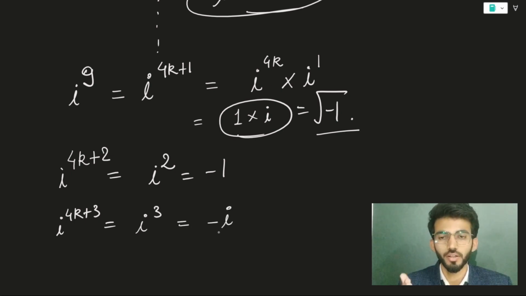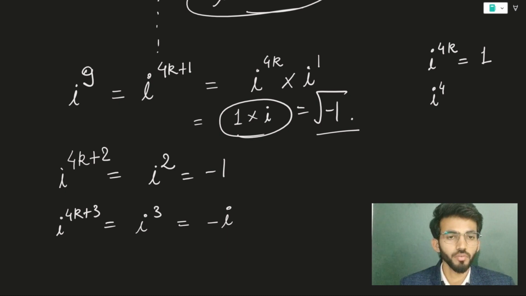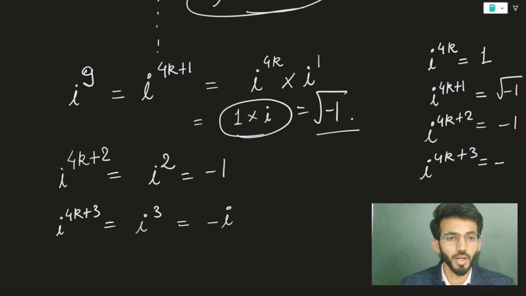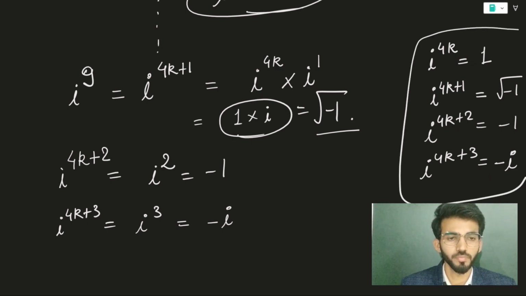So we will write it down on the side because it's going to help us in solving the examples. So i to the power 4k is equal to 1. i to the power 4k plus 1 is equal to the square root of minus 1. i to the power 4k plus 2 is equal to minus 1. And i to the power 4k plus 3 is equal to minus i, or minus the square root of minus 1, whatever you like to write. So you have to note it down. It's going to help us in solving the difficult questions of IIT JEE Mains or Advanced.